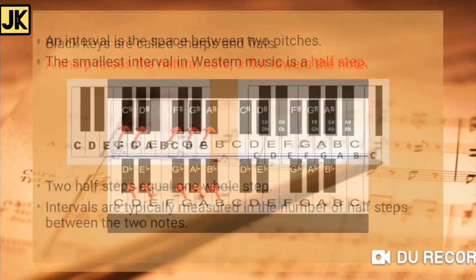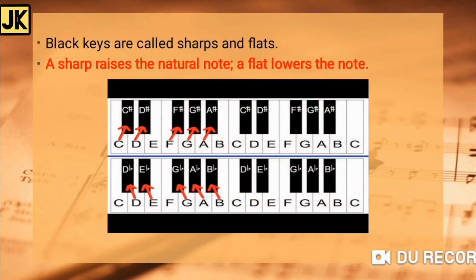Now let's name these black keys. The black keys are either called a sharp or a flat. Sharps and flats are halfway between the pitches represented by the white keys on your piano. A sharp is above a specific key, whereas a flat is below a specific key. A sharp raises the natural note by a half step. A flat lowers the note by a half step. So the black key in between C and D can be called either C sharp or D flat.